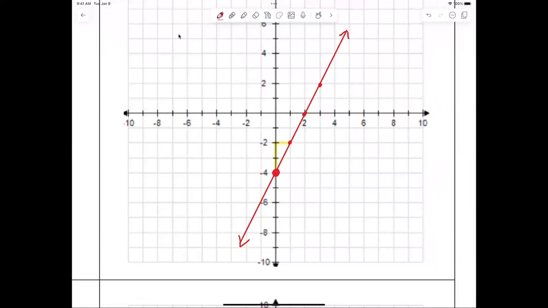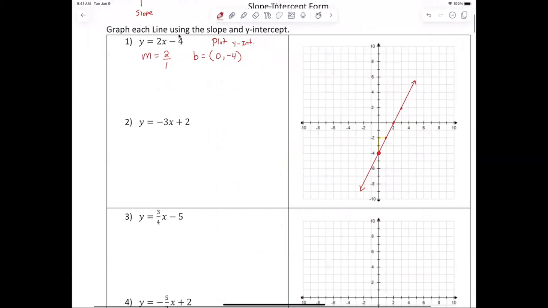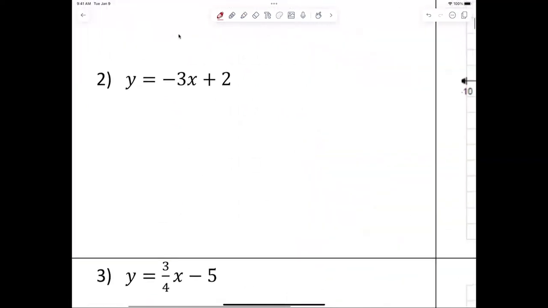So now let's see what I want everybody to write for the next one. I'd like everyone to tell me that the slope is equal to what? -3 over 1, and the y-intercept is (0, 2). Please take the time right now to learn it. Don't just sit here, go through the motions. You plot the point, use the slope.